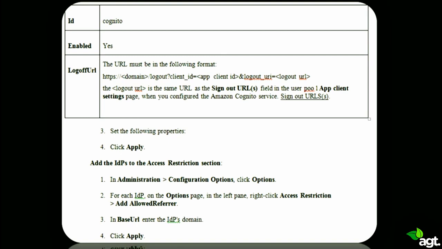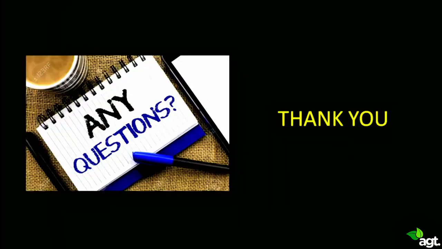So this is your dashboard process, and to add the IDPs to the access restriction section, be in administration mode, go to the configuration options and click options. The second step, for each IDP on the options page in the left pane, right click access restriction and go to add allowed referral. The third step, in base URL enter the IDP's domain, and the fourth is click apply.